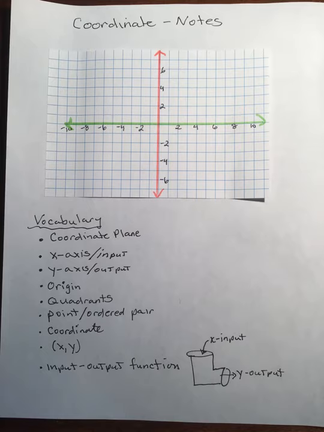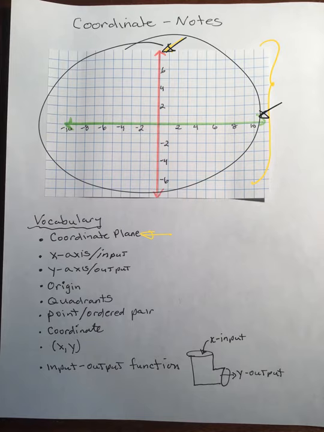Okay, so today we're going to go over the coordinate plane, and so we want to go over some vocabulary. The coordinate plane is this entire thing. So two number lines, a vertical number line and a horizontal number line. And when they intersect like that, this whole entire thing is called a coordinate plane.